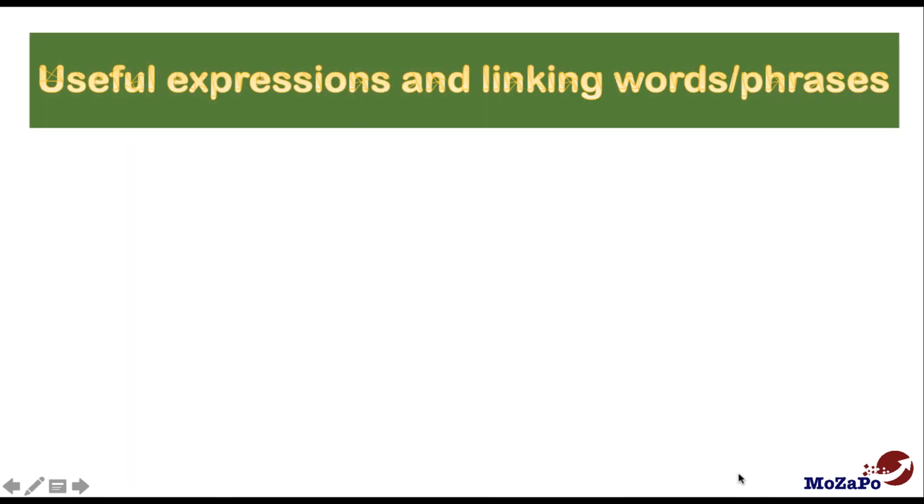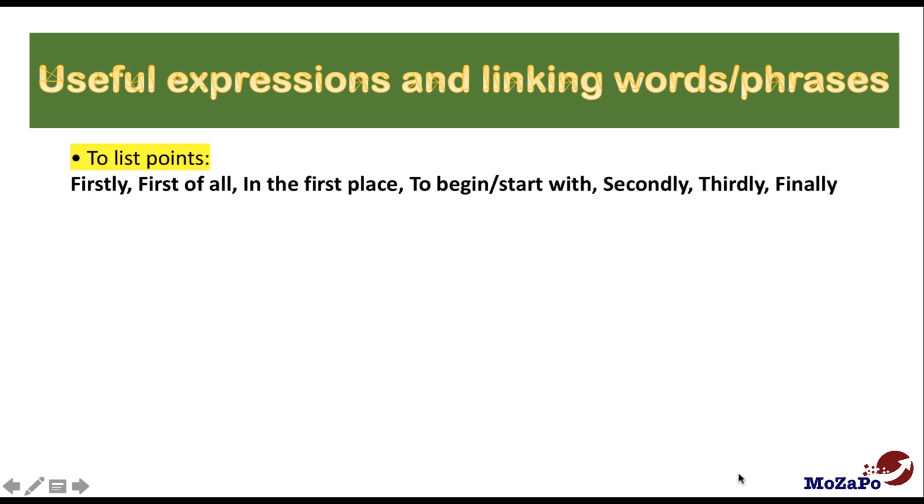And there are some useful expressions and linking words or phrases that you can use in your writing when you write a for and against essay. Here we have a lot of words, a lot of phrases, and you may just write down some of them to use in your writing. To list points, you can use first of all, in the first place, to begin with, to start with, secondly, thirdly, finally, when you want to just list your points. It's really important, it helps your writing to be organized.